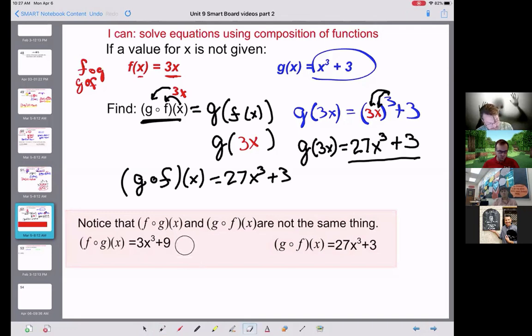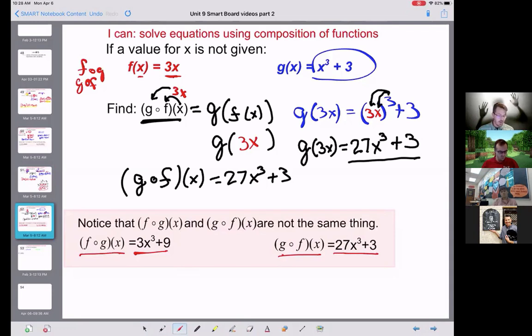If you look at our original, we had f of g of x. That gave us 3x to the third plus 9. But g of f of x gave us 27x to the third plus 3. So order matters, and that's one with exponents. Again, if you get this, do the activity.